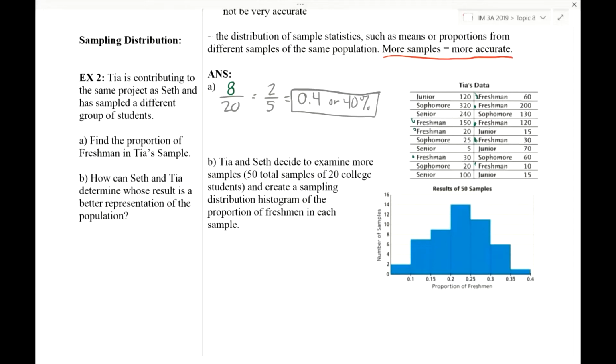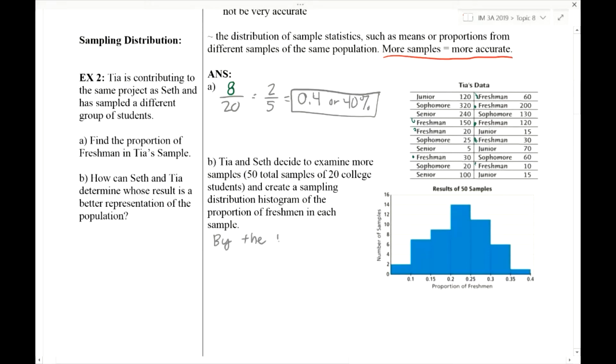And then they create a sampling distribution. That means they calculate the proportion of freshmen in each of the 50 samples, and they use a histogram to represent that data. So they have 50 different proportions, and that's represented in this graph. By the empirical rule, one thing we need to think about is where the majority of the data lies.